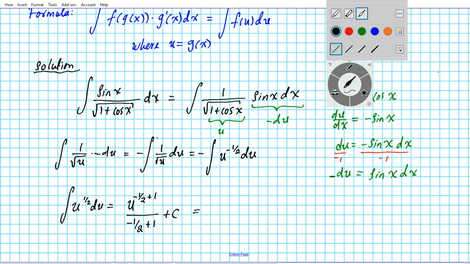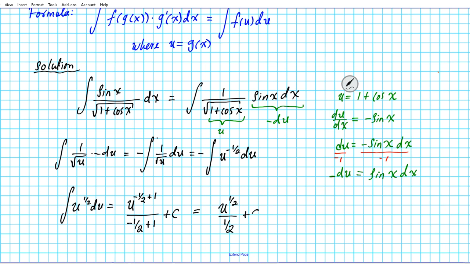Okay, and then when we simplify, this becomes u to the negative 1/2 plus 1 is 1/2, divided by 1/2, plus c. Alright, so we have a compound fraction here. We can rewrite this, just keep change flip, or multiply the numerator by the reciprocal of the denominator. So we have 2 times, let's not forget the negative here. We have a negative here, and then we have a negative here. Okay, so we now have negative 2 times u raised to the 1/2 plus c.